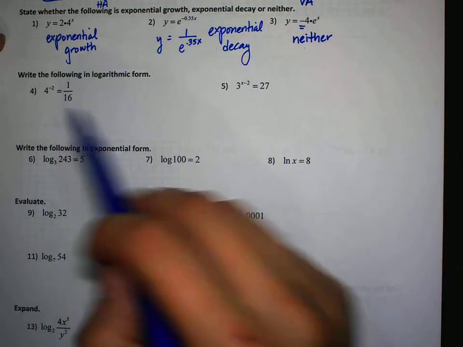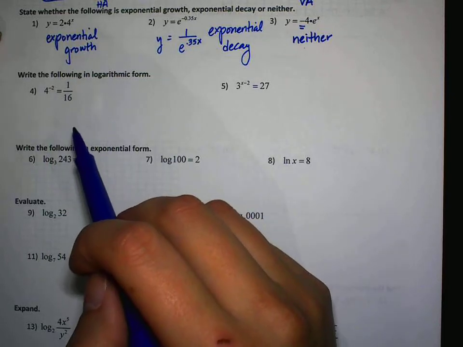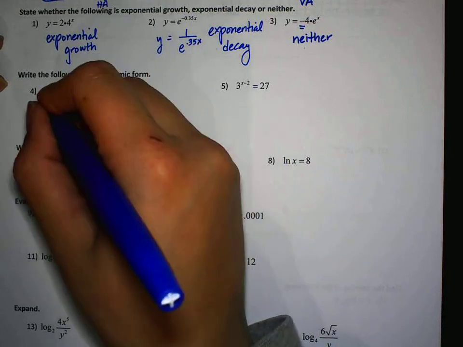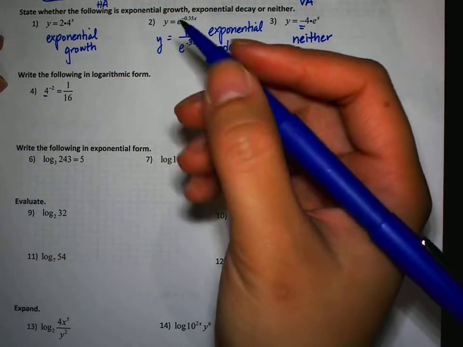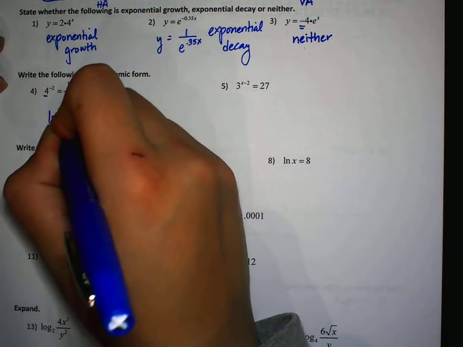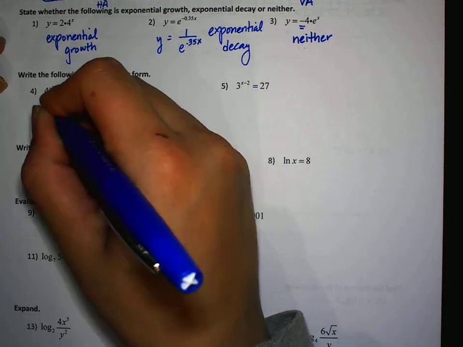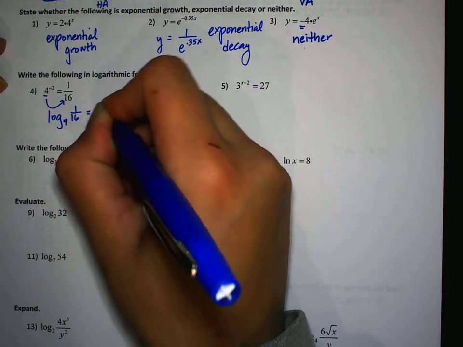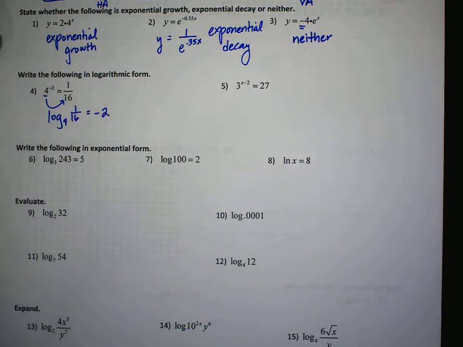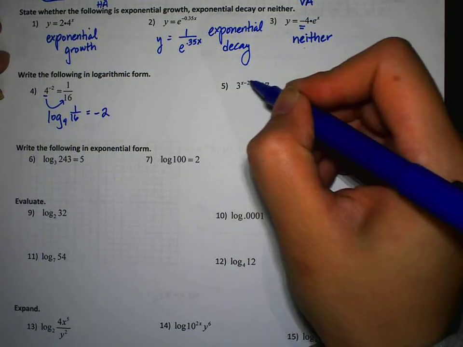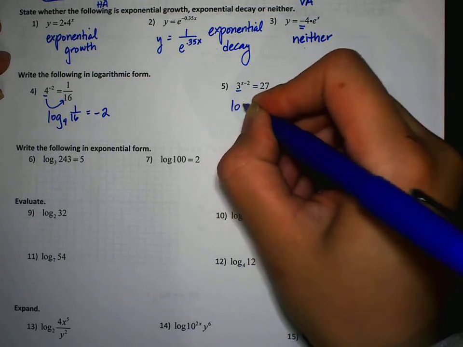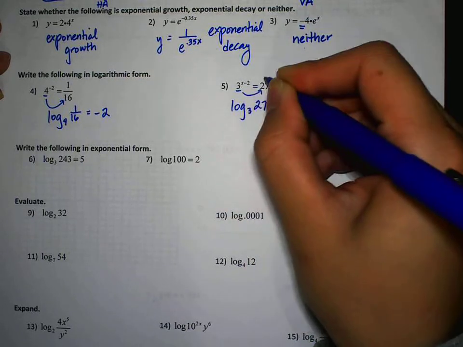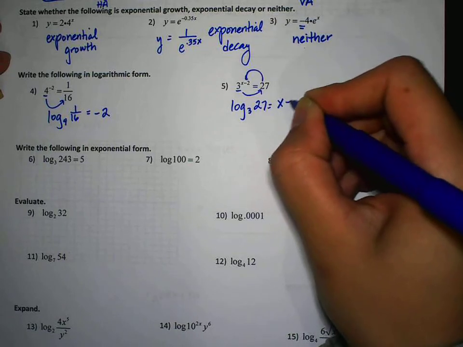For 4 through 8, you're just rewriting. You're not actually solving for anything. So here we're going to change it to log form. So the base of my exponent is 4. So my base of my log is also going to be 4. So log base 4 of 1/16 is equal to negative 2. For number 5, the base is 3. So I have log base 3 of 27 is equal to my exponent of x minus 2.